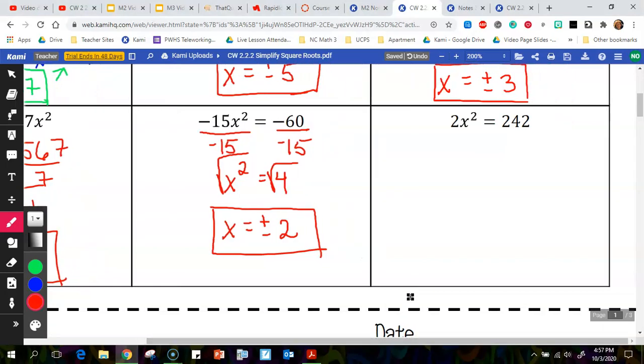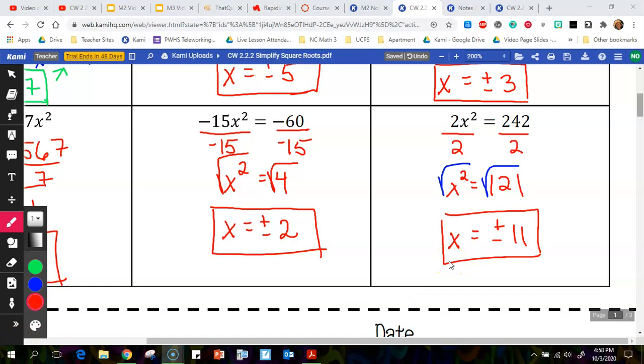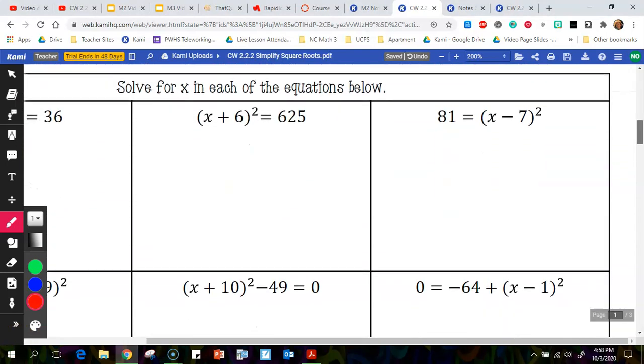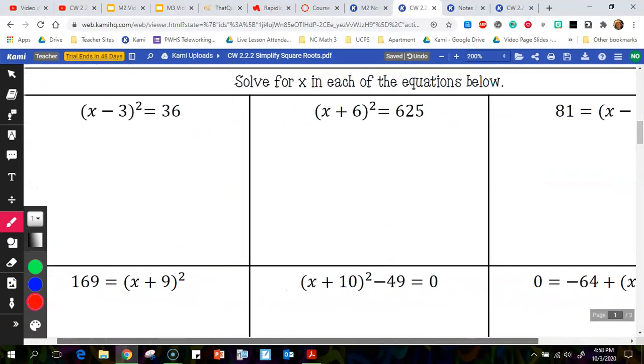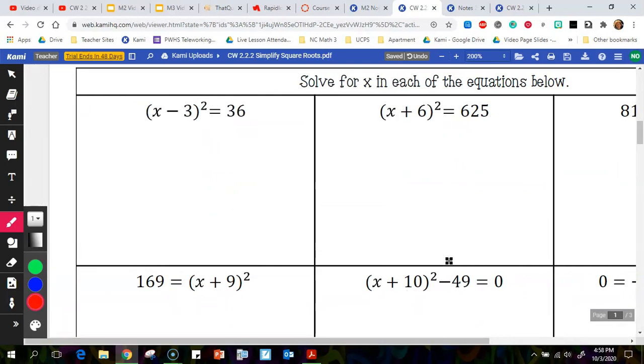All right, I want to do the same thing for this one. You might need your calculator if you don't know what 242 divided by 2 is. But I want you to pause your video, try this one, and then come back. Okay, so you should have gotten plus or minus 11 on that one. When you divide, you get 121. And the square root of 121 is plus or minus 11.